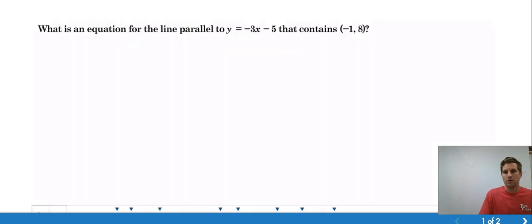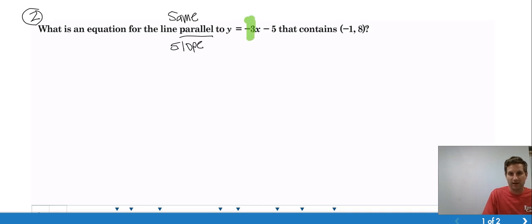All right, let's move on. What is the equation for the line parallel to y equals -3x minus 5 that contains the point (-1, 8)? So this is problem 2, make sure you write it out. Well, the word parallel means we're going to have the same slope. So all I really have to do is take the slope out of this line and use it with this point. And last time I checked, we have an equation called point-slope. So we're going to use point-slope. I'll give you point-slope on the test, but it's always good to write it out.